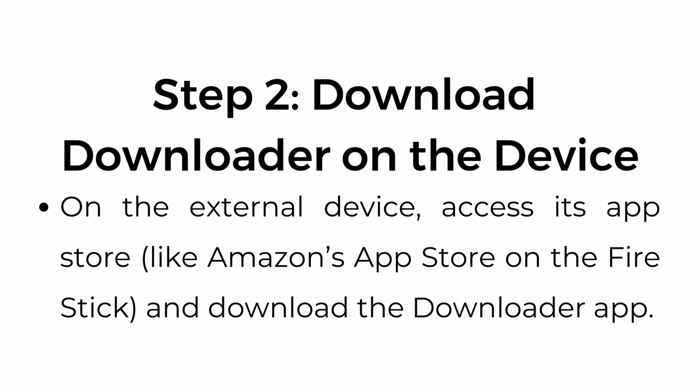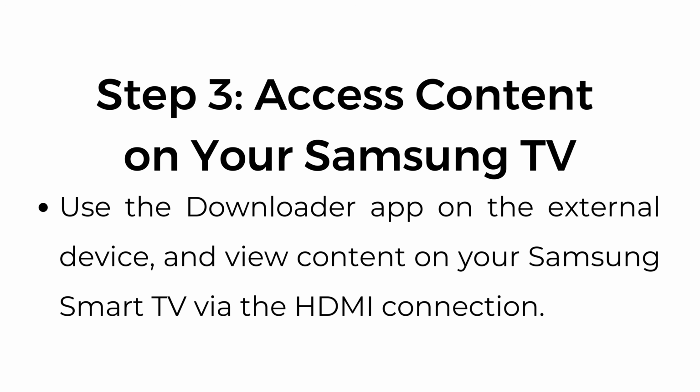Download Downloader on the device. On the external device, access its app store, like Amazon App Store on the Fire Stick, and download the Downloader app. Access content on your Samsung TV. Use the Downloader app on the external device and view content on your Samsung Smart TV via the HDMI connection.